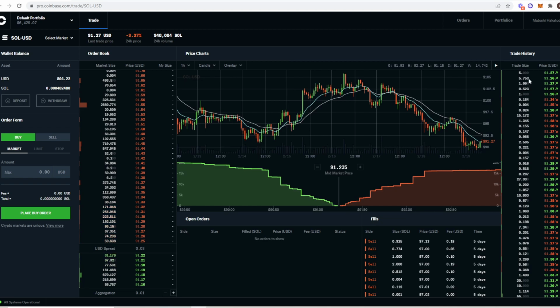On the right panel, we can see here the trade history. So this is a collection of all the buy and sell orders. And as we can see here, we have our order book for buy and sells.